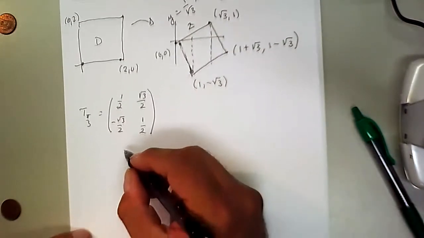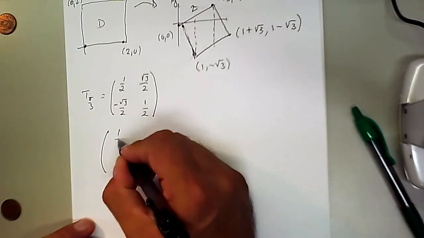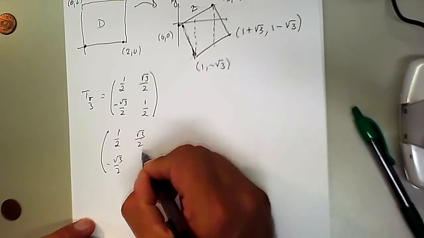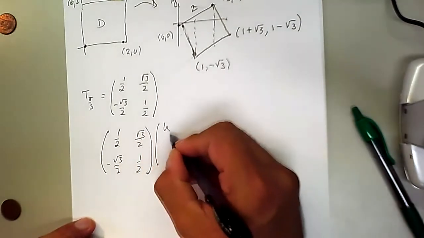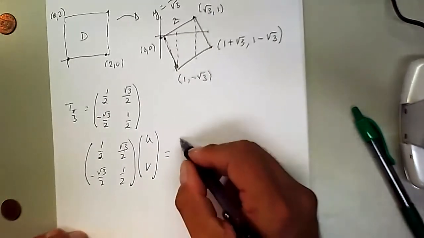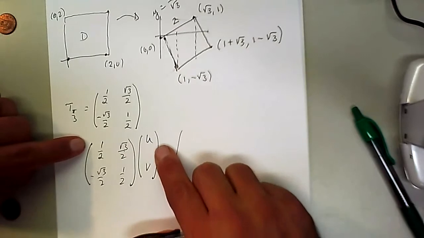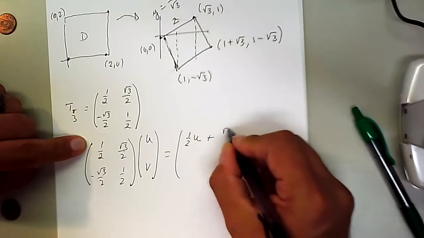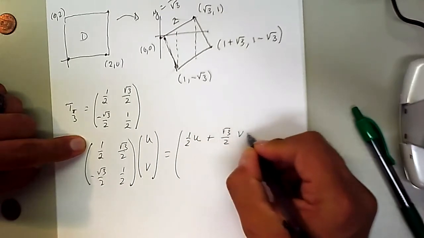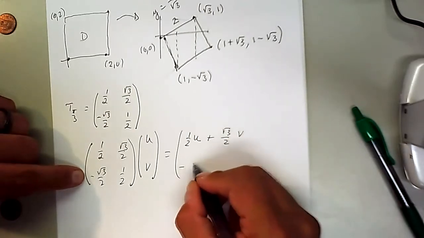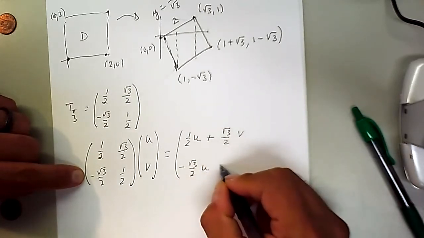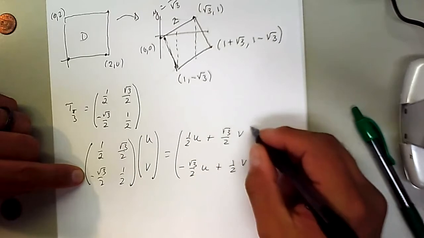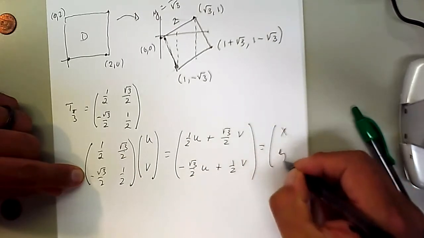If we multiply that matrix, 1/2, negative square root of 3 over 2, square root of 3 over 2, and 1/2 again, by a generic u, v, let's see what we get. We're going to get 1/2 u plus square root of 3 over 2 v, and then negative square root of 3 over 2 u plus 1/2 v. And remember, this is x and y.